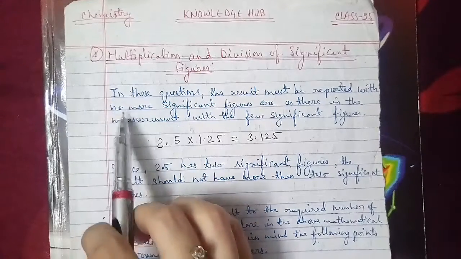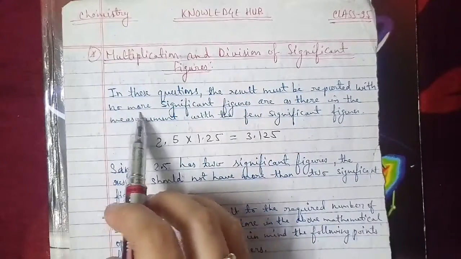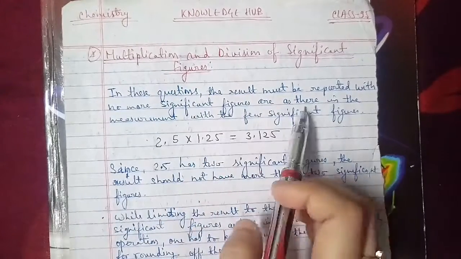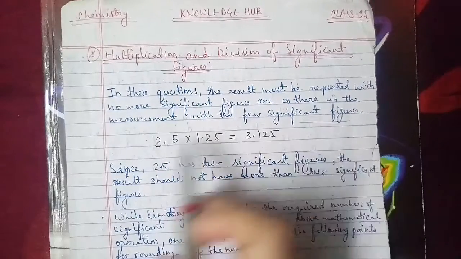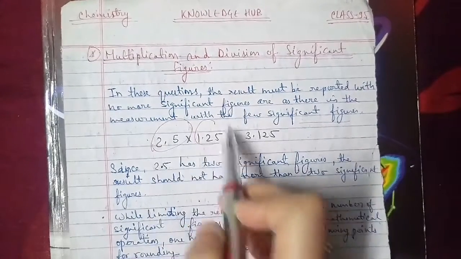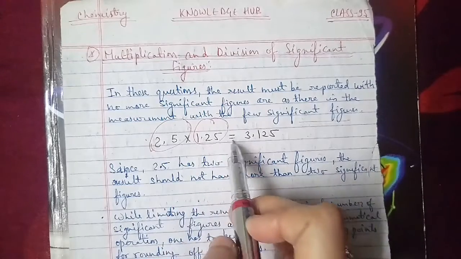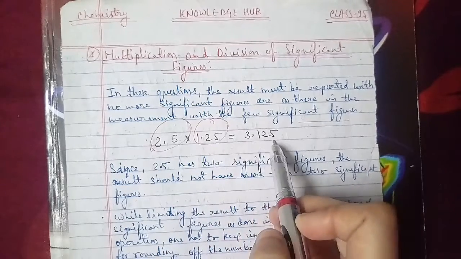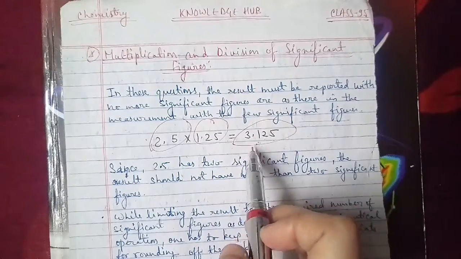So you can go through all these, and in these questions the result must be reported with no more significant figures than in the measurement with the fewest significant figures. If we are multiplying two decimal numbers, that is 2.5 multiplied by 1.25, that gives the answer 3.125, which has four significant figures.